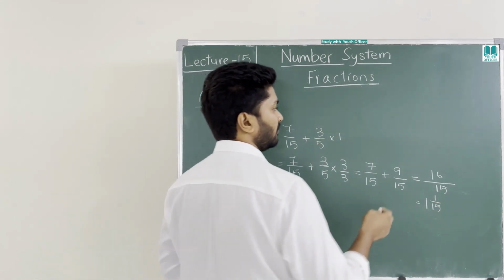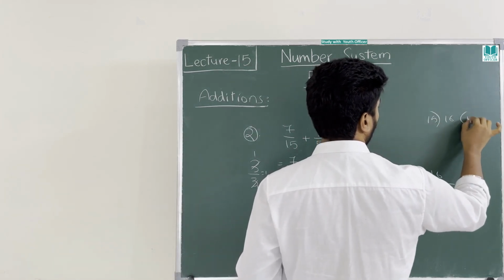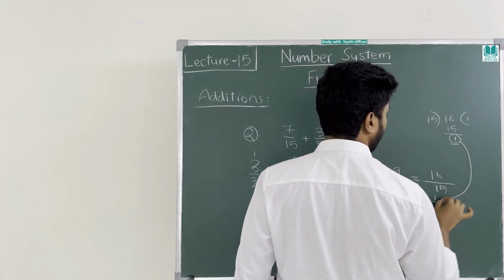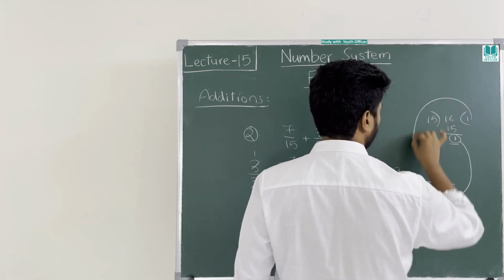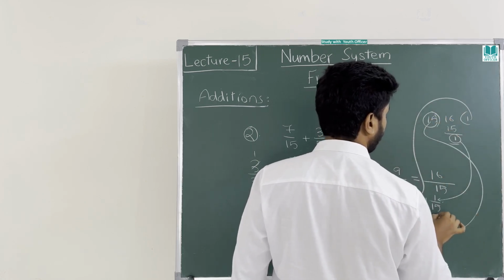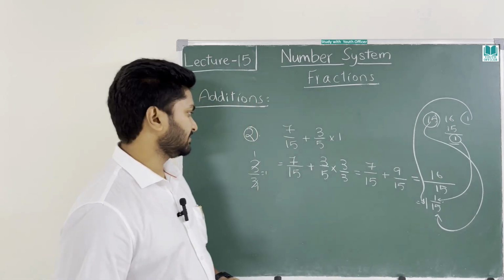How do you get 1 1 by 15? Just take 16 here, 1 time 15, remainder is 1. This remainder you write here, this 1 you write here, this 15 you write here. This is how you write mixed fractions.